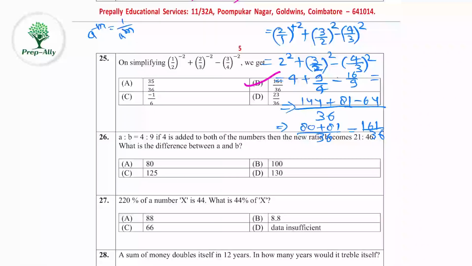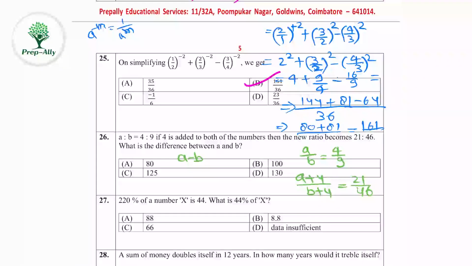Now question number 26. What is given here? If you look over this question, the ratio a to b is given as 4 by 9. So we can write a by b is equal to 4 by 9. If 4 is added to both numbers, it means a plus 4 upon b plus 4, then the new ratio will become 21 upon 46. Then we have to find a minus b, like the difference between a and b, a minus b or b minus a, basically the positive value.